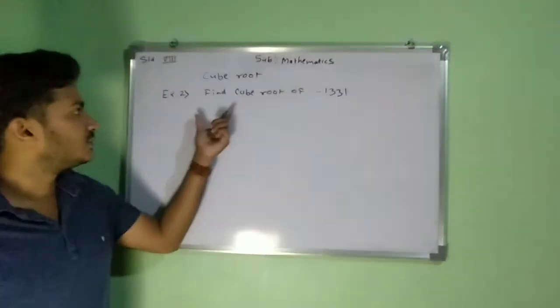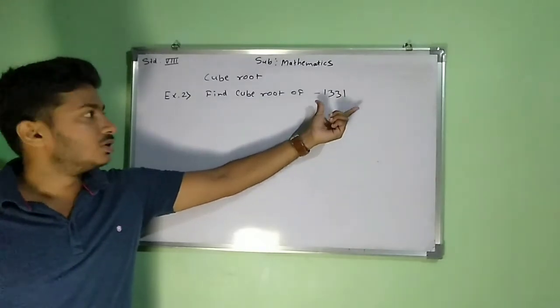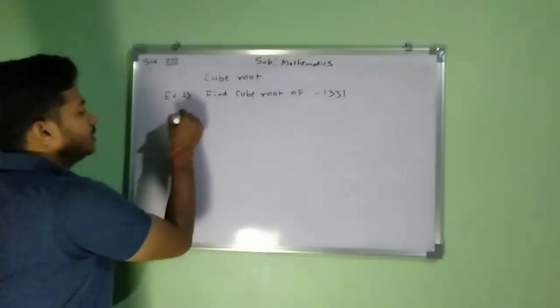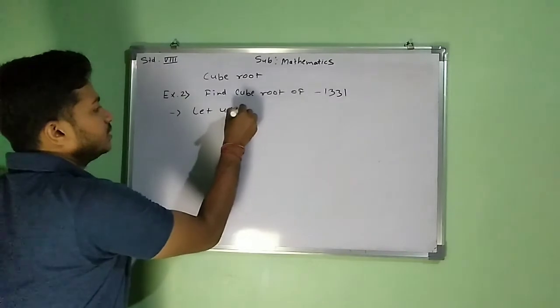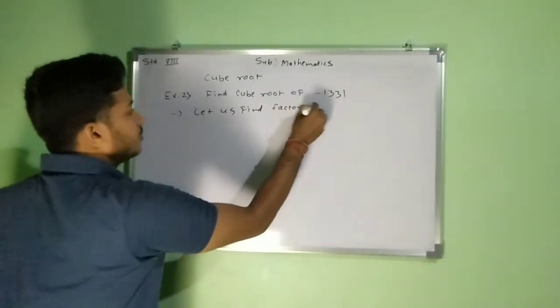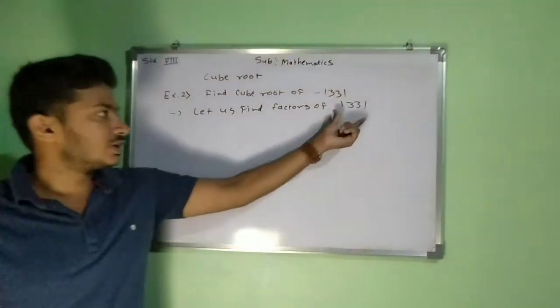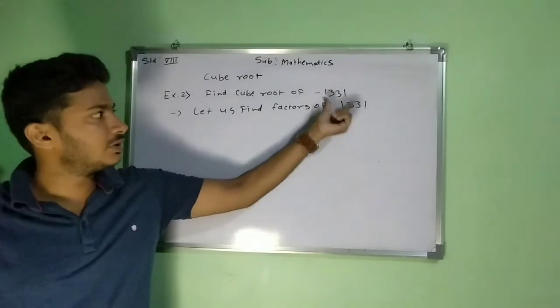So next example is find the cube root of minus 1331. So look here, this is a negative number. So first, let us find the factors of 1331. Okay. So first we will find the factors of positive 1331. After that we will find for negative.